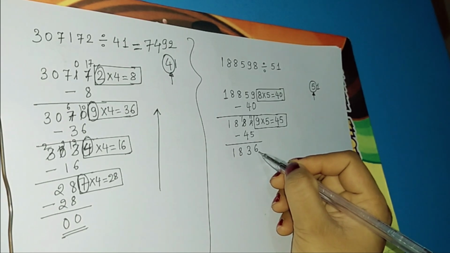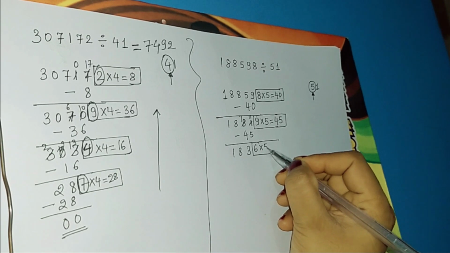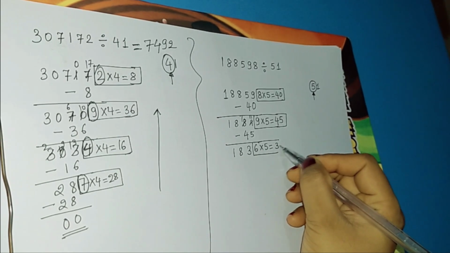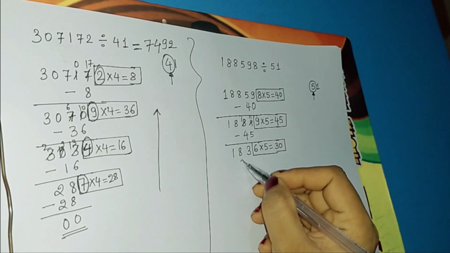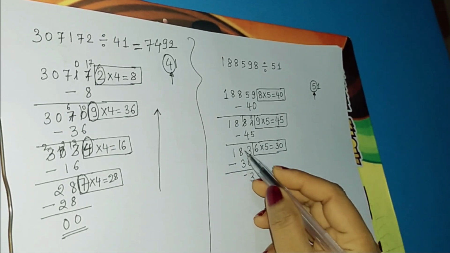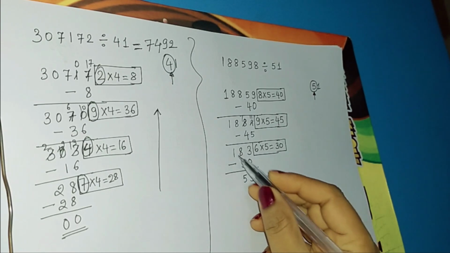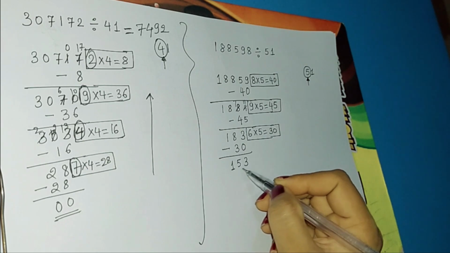Again we got a number. Take the last digit of this number, that is 6. Multiply this 6 by 5. So 6 times 5 is 30. Now we need to subtract this 30 from the remaining digit. So here 3 minus 0, 3. 8 minus 3, it is 5. Here it is 1. Now we got number 153.